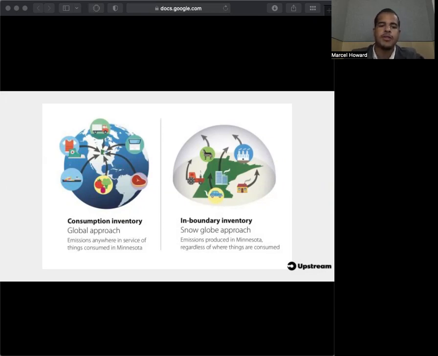CBIs cover the emissions from anywhere in service of things consumed in Minnesota, while sector-based accounts for only the emissions produced in Minnesota, regardless of where things are consumed. So, for products and packaging, those that are imported into the jurisdiction, as many products are, the consumption-related emissions of those products are not accounted for when using only the sector-based emissions approach.